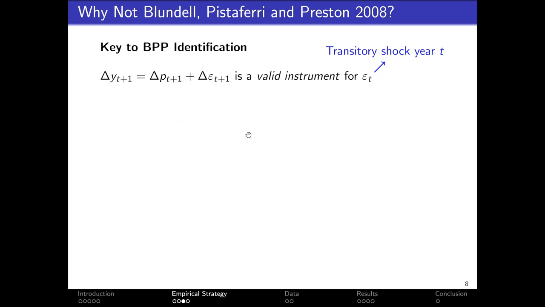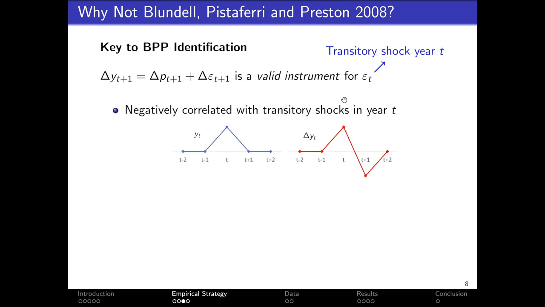So the key to the Blundell, Pistaferri and Preston identification is that the change in income next year is going to be a valid instrument for transitory shocks this year. And the reason that's claimed to be true is that if we have a transitory shock in year T, so this is our income, it goes up and then it comes down. So this is a transitory shock in year T. The change in income is going to go up in year T and then down in the following year.